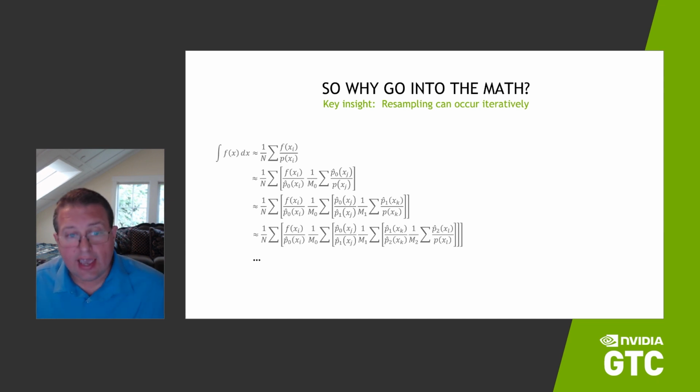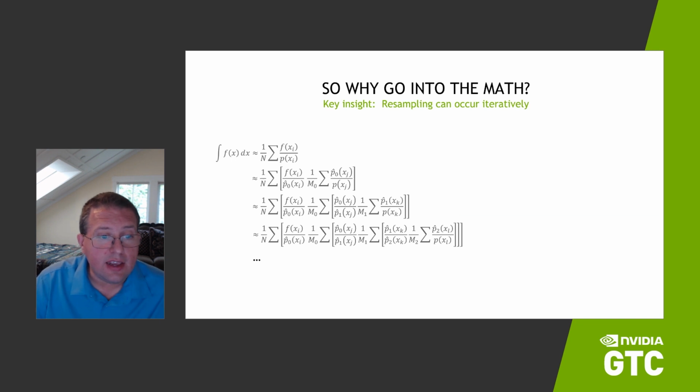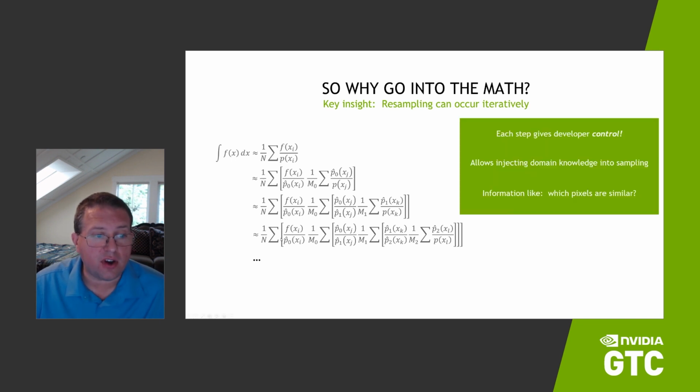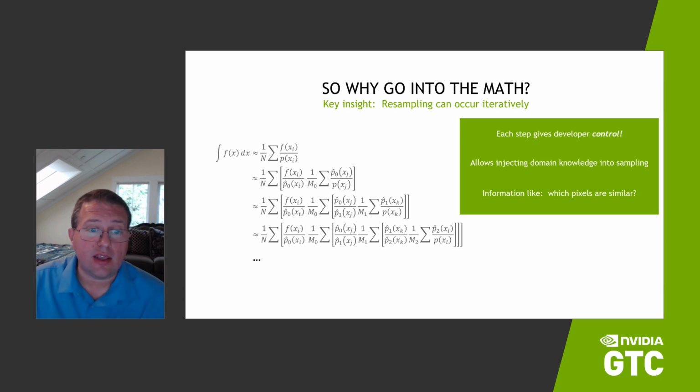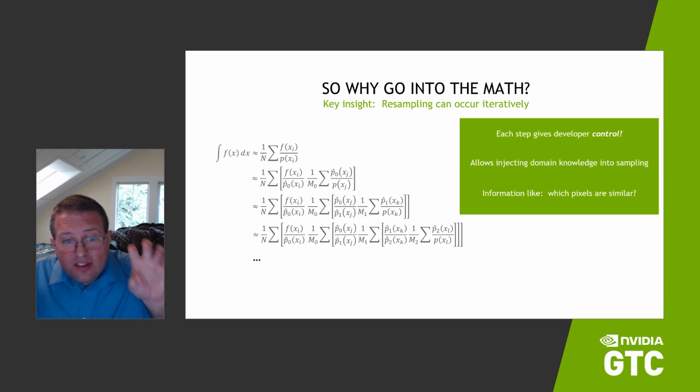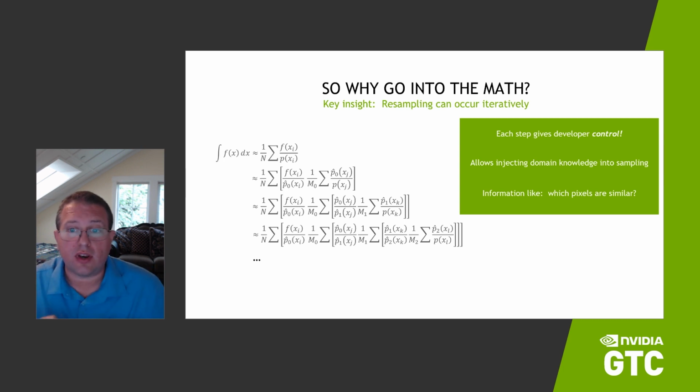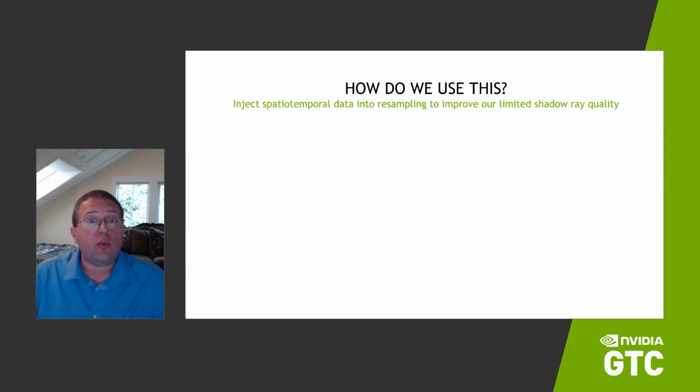and again, and again, and again, and each one adds a new function, p hat 0, p hat 1, p hat 2, that gives you the developer control. And what this allows you to do is inject domain knowledge into your sampling. Domain knowledge like these pixels are similar to this one, and so they can provide good information that could help me select better samples. So how do we use this?